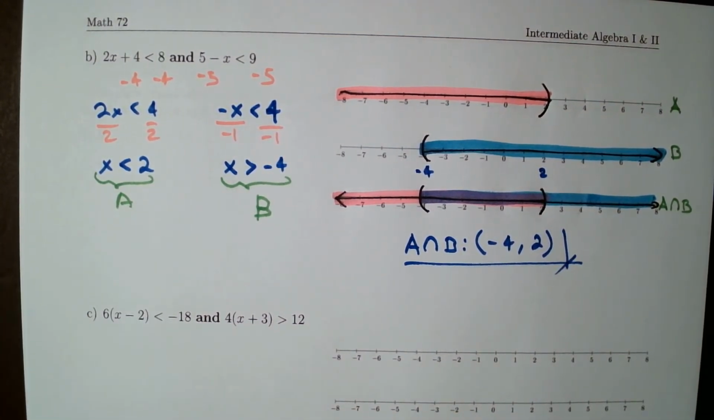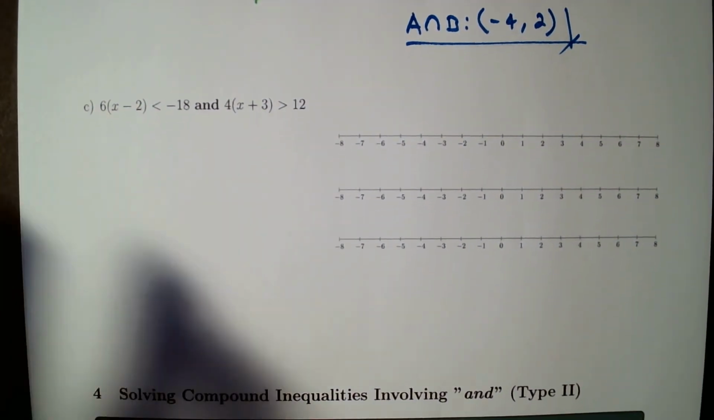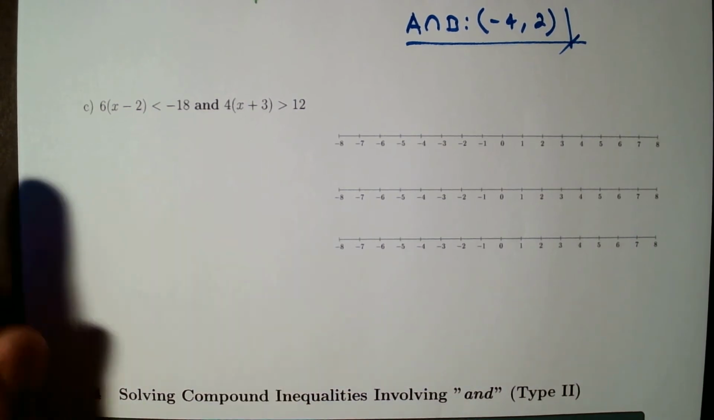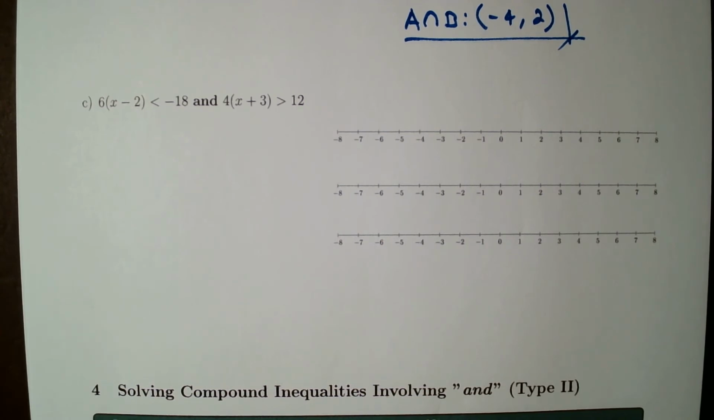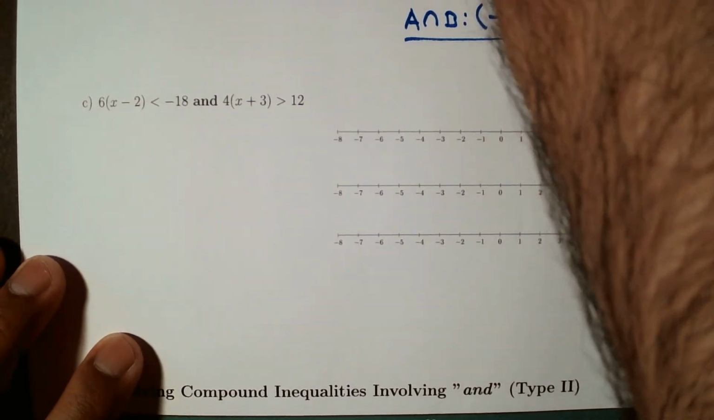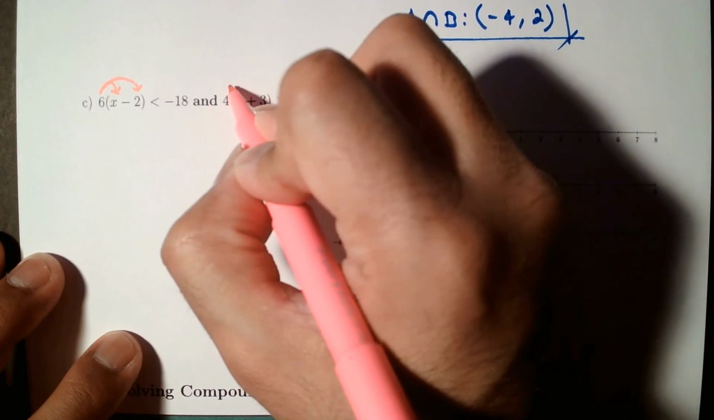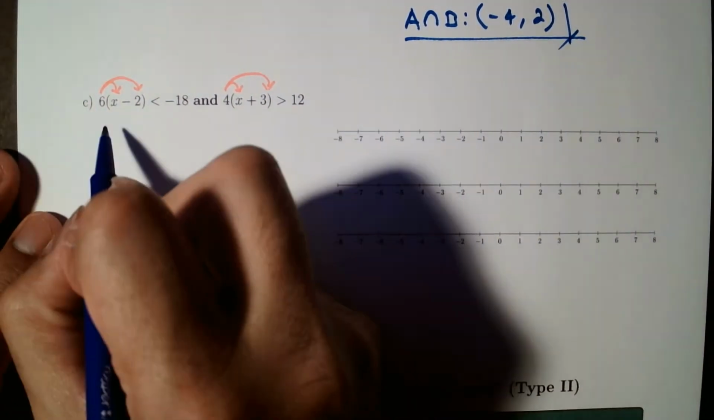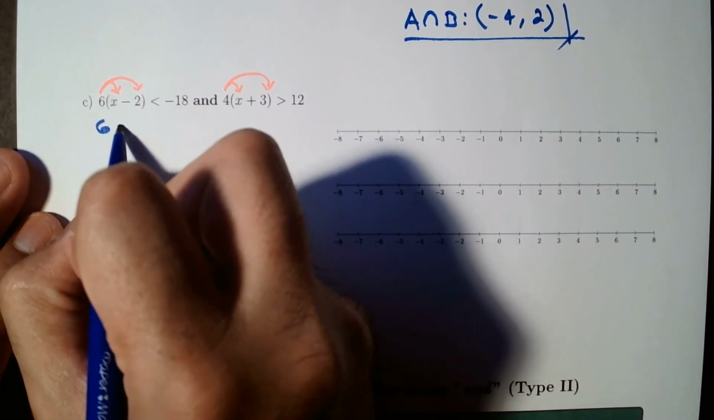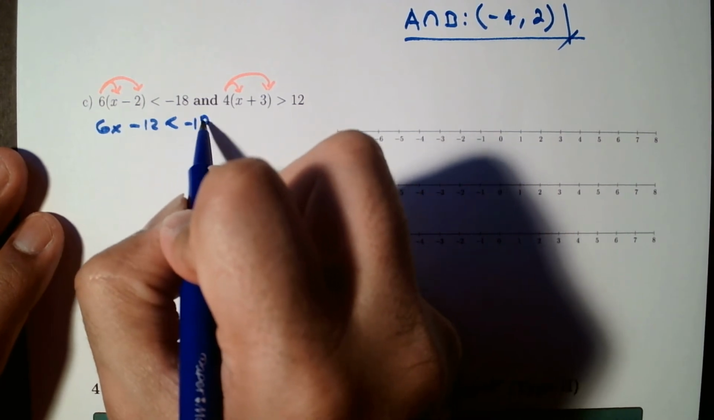All right, let's look at one more example, and we're almost done with this section. Well, we're going to have a similar case as the one that we were doing in the OR example. So what we do essentially here is, yes, you guessed it right, we need to do distribution here. So 6x minus 2, that's a 6x minus 12 less than -18.